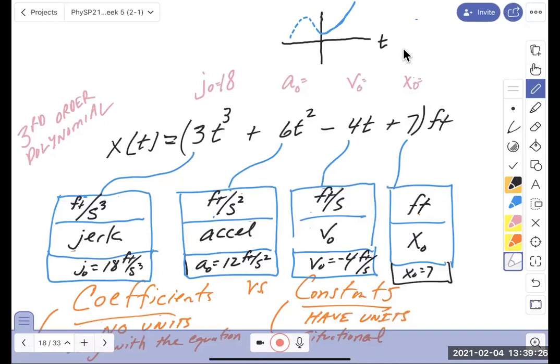So that's why sometimes you want to show the second quadrant, because you want to see what was happening before this. Okay. So when I look at this problem, I go, wow, first off, a jerk of 18 feet per second cubed is really changing fast.